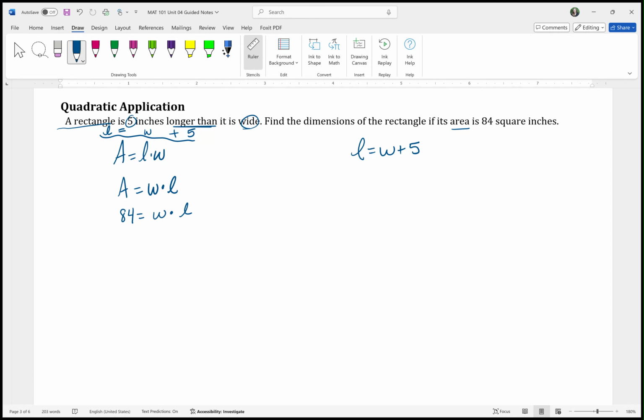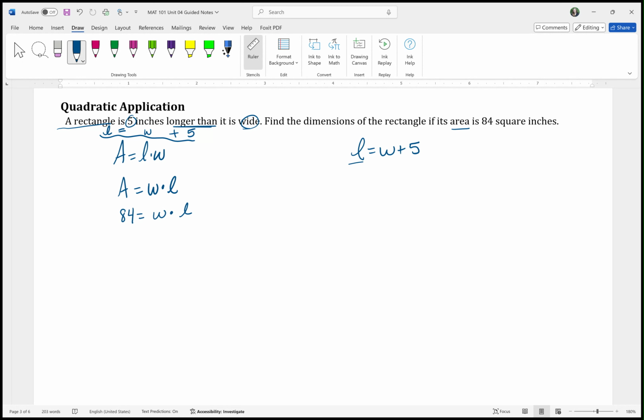And that is what we need because we need to replace one of these variables, either W or L, with a different expression so that we have an equation all in the same variable. In this case, it's going to be all in W. Okay? We did a very similar thing with the perimeter if you go back and review that. All right. So let's do that.